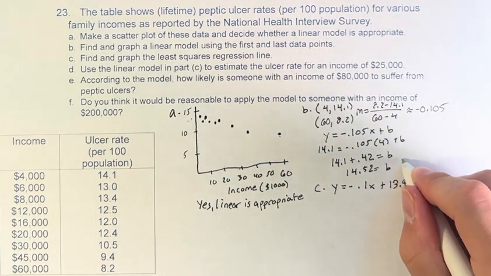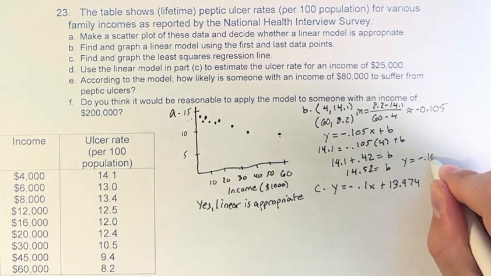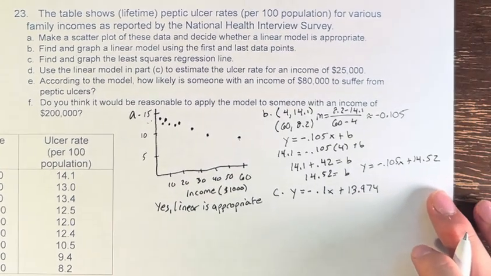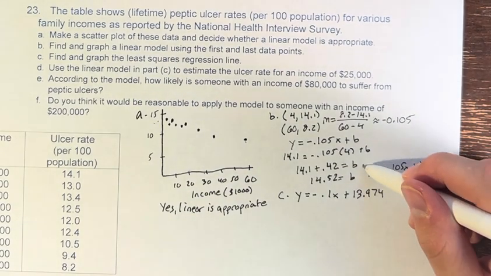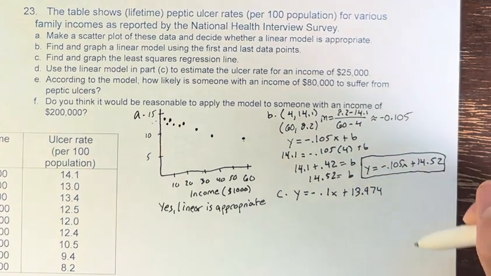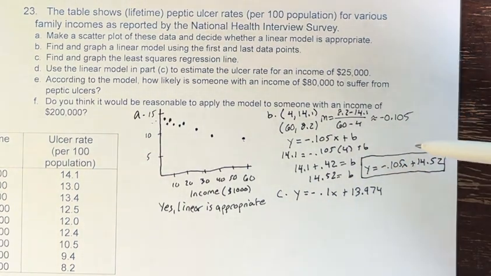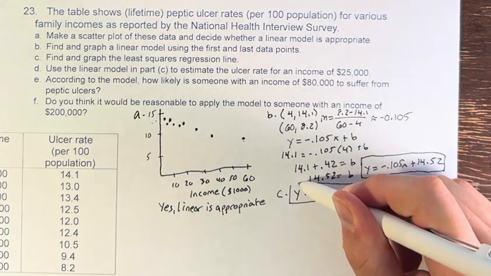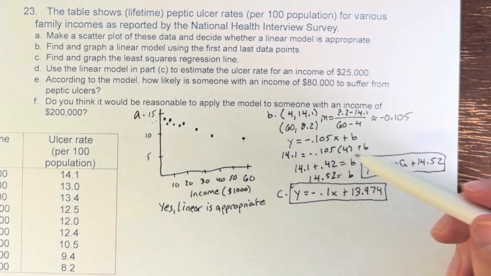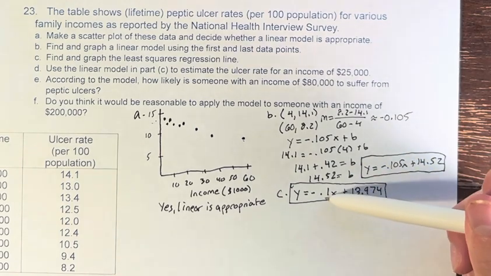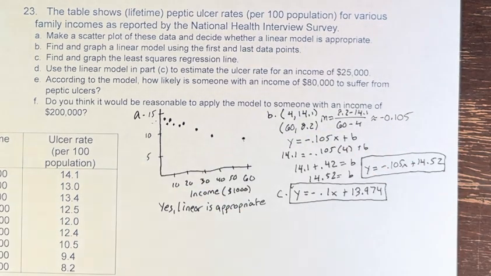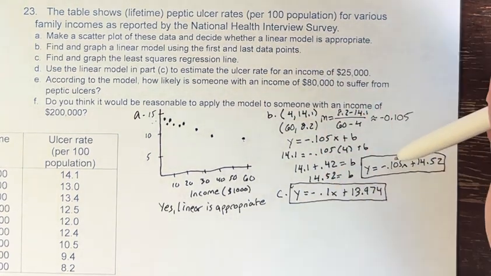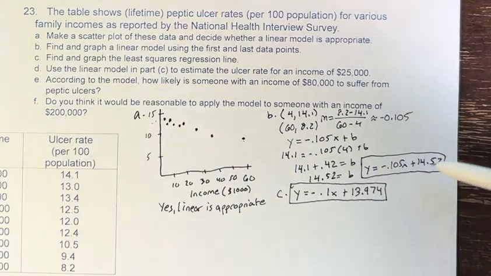This function, I should write it, y equals negative 0.105x plus 14.52. Make sure you can see that. This only takes into account the 2 points. This takes into account all of the points and wants to reduce the distance between the line and all the points. That's what the least squares regression line is. Both of these have very similar slopes. They just have different y-intercepts.